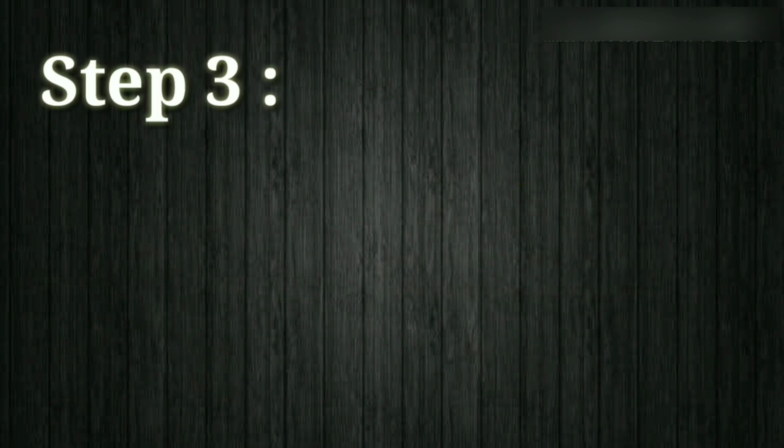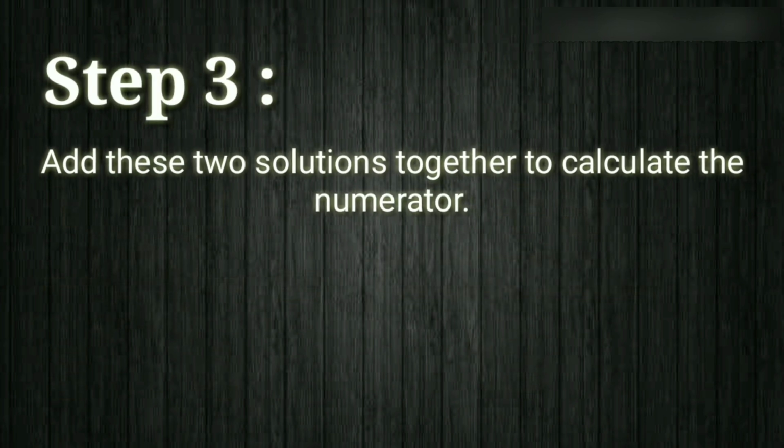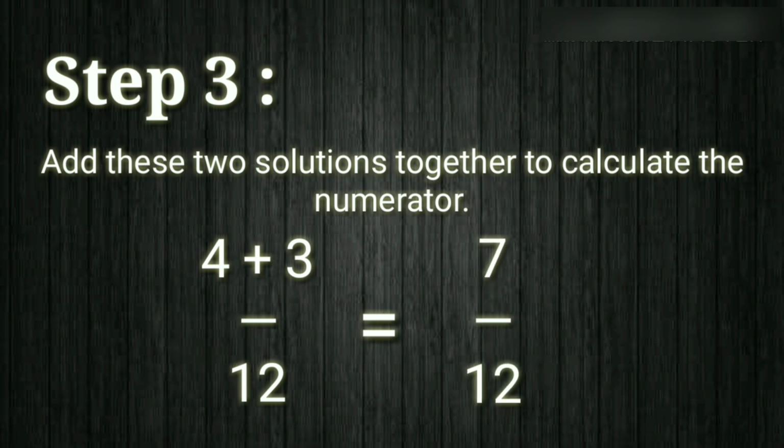The third step is to add these two products together to calculate the numerator. 4 plus 3 is equal to 7/12. So the final answer is 7/12.